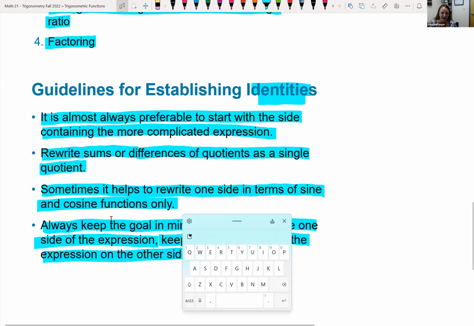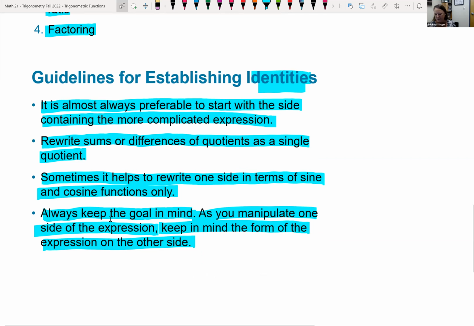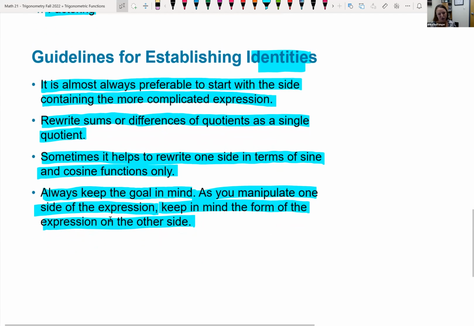Okay, so these are kind of fun, and they can get a little tedious. Sometimes you just have to go through and try different routes and see if things will fall out. Sometimes you'll go down different rabbit holes that won't take you anywhere, and you just have to start over. So let's jump in and look at some examples.